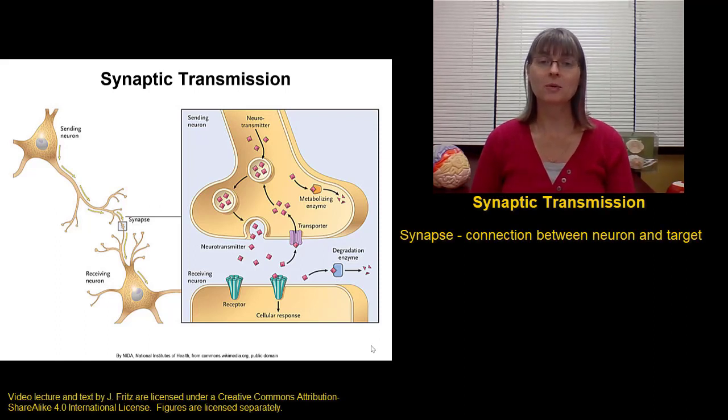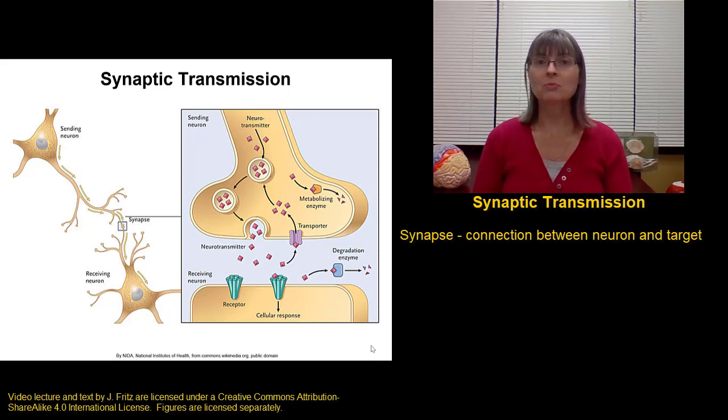Now that we've had a chance to go into the details of action potentials and how those work to send the signal down the length of an axon, we need to look at how we get that signal from the axon to the next cell. So we need to look at the connection between two neurons. The connection between a neuron and its target cell is a synapse. And in this case, we're going to look specifically at a synapse between two neurons.